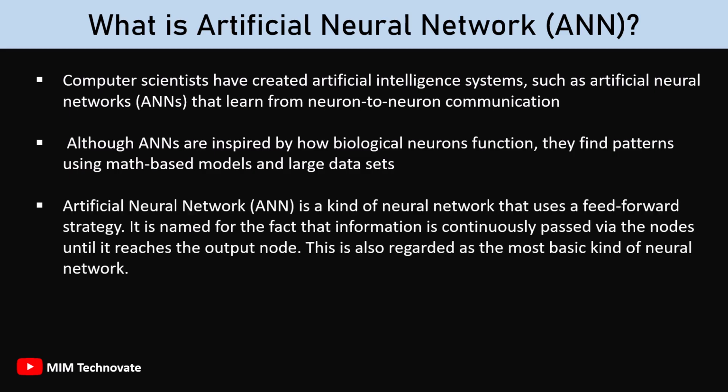Artificial neural network is a kind of neural network that uses a feed-forward strategy. It is named for the fact that information is continuously passed via the nodes until it reaches the output node. This is also regarded as the most basic kind of neural network.